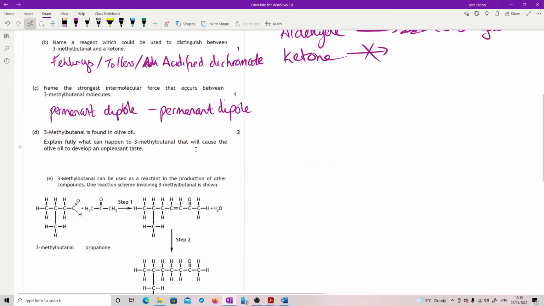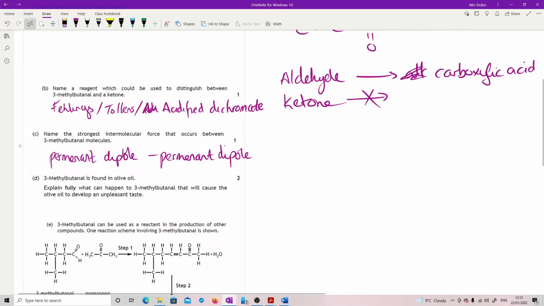Methylbutanol is found in olive oil. Explain fully what can happen to 3-methylbutanol that would cause the olive oil to develop an unpleasant taste. Okay, well, it's actually just what we've put up here. So what you need to say is that we can oxidize this from the aldehyde to the carboxylic acid, but it's asking fully, so you're going to take the actual molecule. So take your 3-methylbutanol.